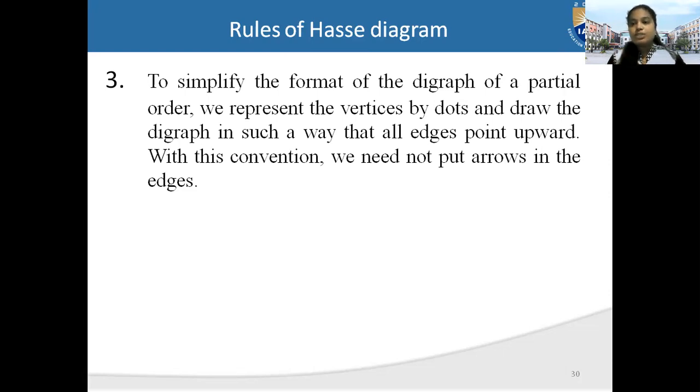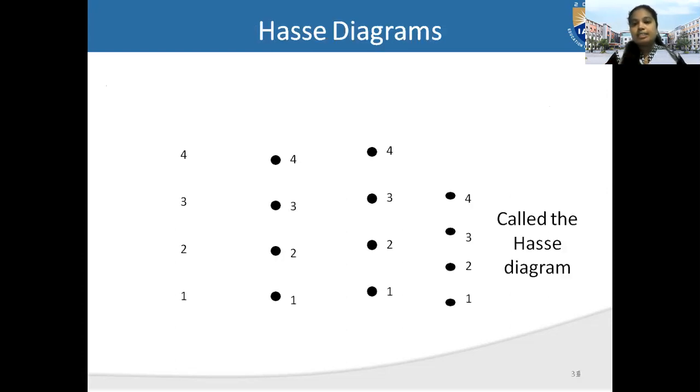What is the first rule? No need to exhibit loops. Second, no need to exhibit the transitive relation elements. Next, you put dots for elements, need not show arrows, and draw the diagram in an upward direction. These are the basic rules to draw a Hasse diagram from the poset. Let us see the examples.